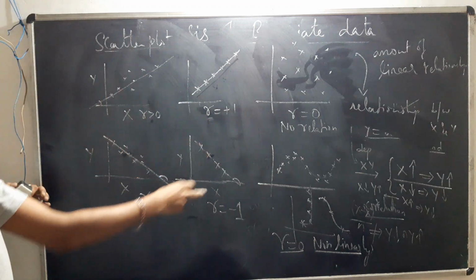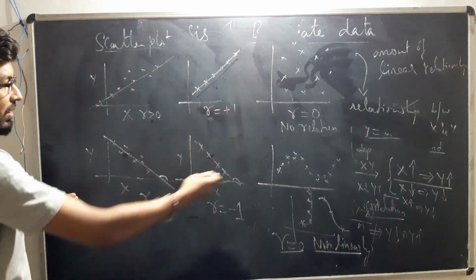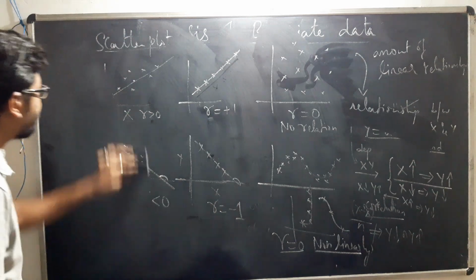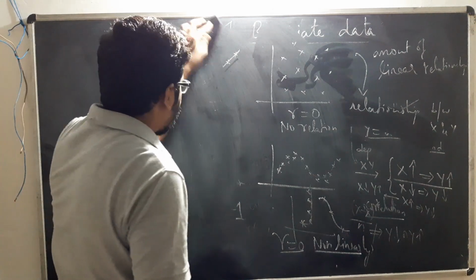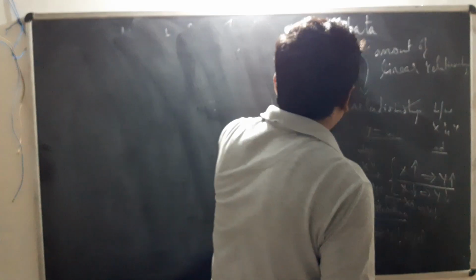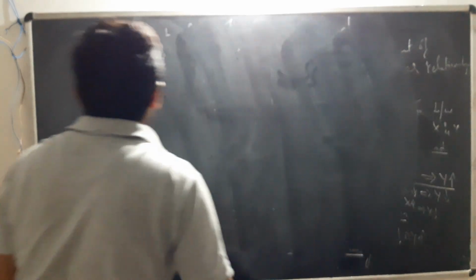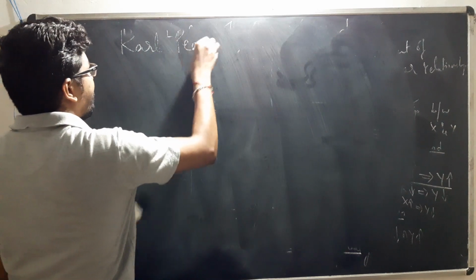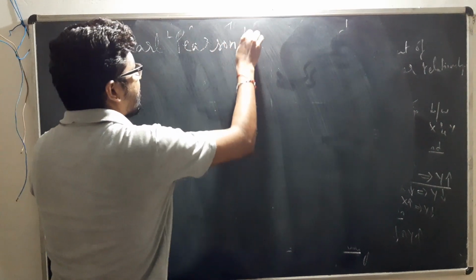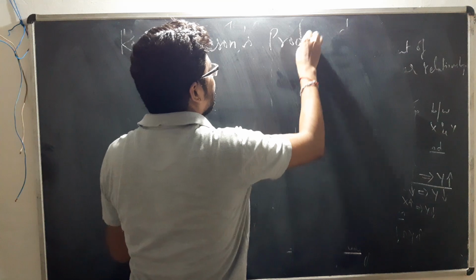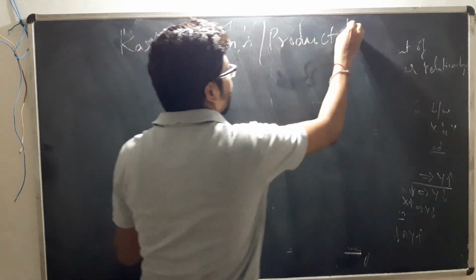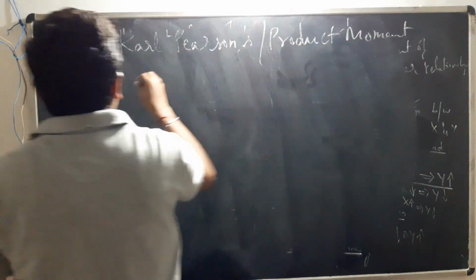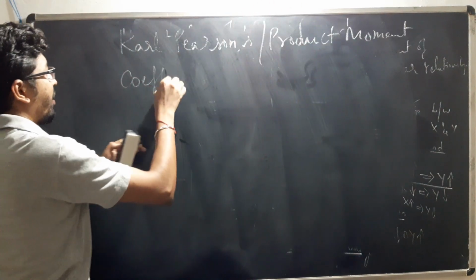So this is how we decide using the scatter plot. Plot the given pairs of x and y values, observe the type of the graph, and comment on the type of the correlation. But as I said, it doesn't give you the exact amount of relationship or the exact value of the correlation. That's why we use the next method, which is called Karl Pearson's method, or also called product moment correlation. So here we use the term coefficient of correlation.